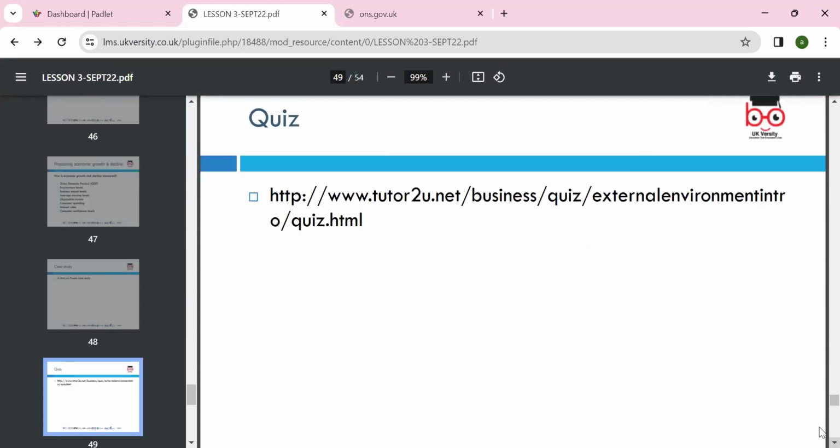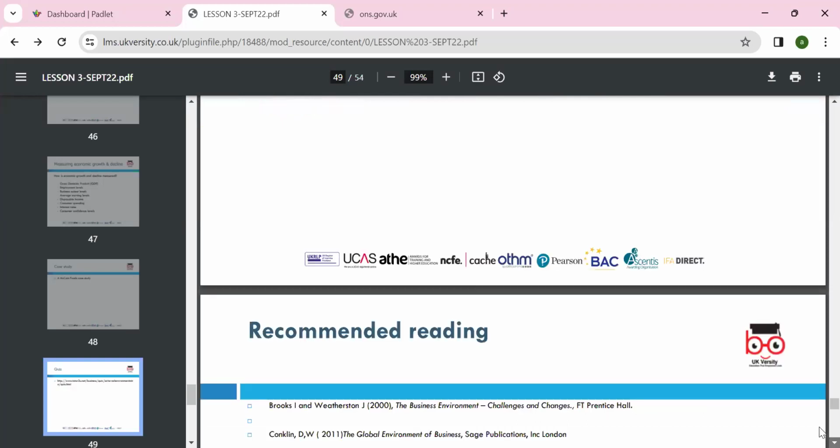It's quite good, and you can do a quiz on the external environment. You can copy and paste the links and move around the external environment, which helps you look at how it impacts. Any questions, guys?